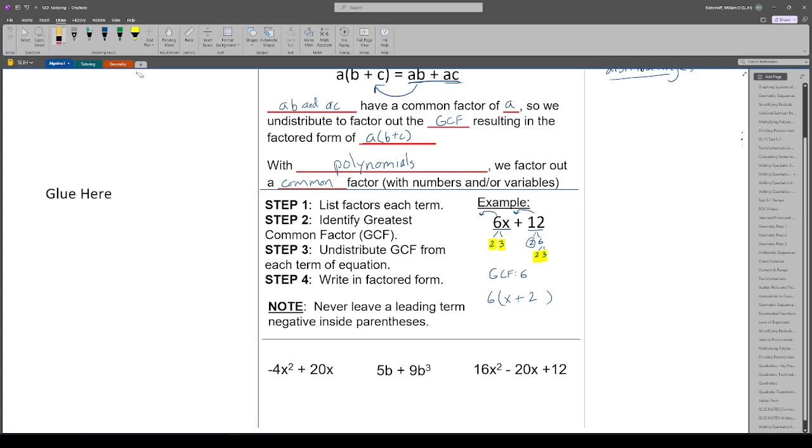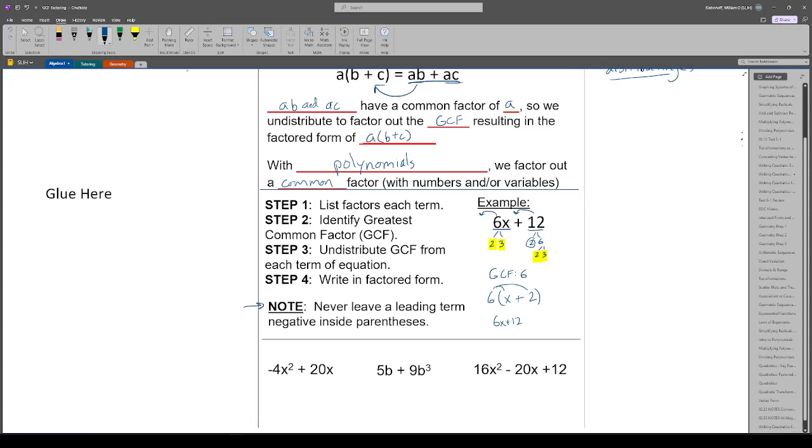And if you want to check your work in factoring, you can always just mentally redistribute it. So if I redistribute this, I would get 6x plus 12, and then we can be sure that we have that taken care of. And then there's a note here. We'll see how it works on the next one.